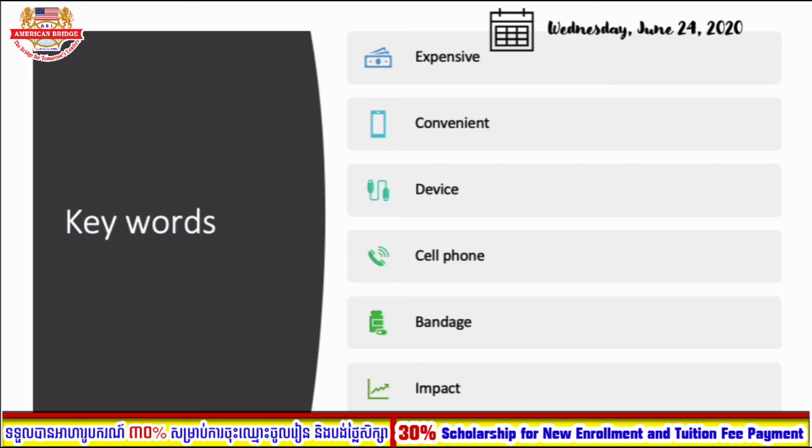Do you know the word convenience? Convenience refers to a state of being easy. Let's say smartphones make our life convenient. Okay, it means easy. Device refers to an electronic thing. Let's say your phone, your computer, your remote controls. Those are called devices.